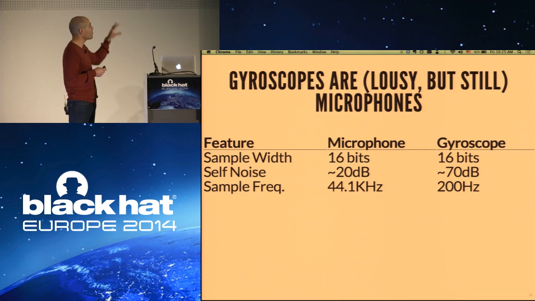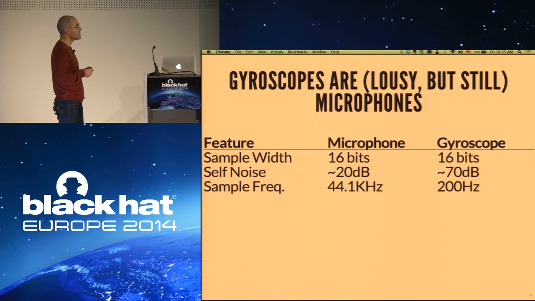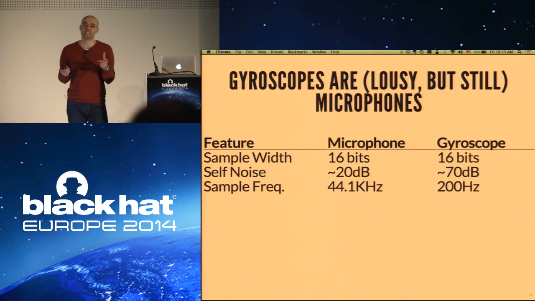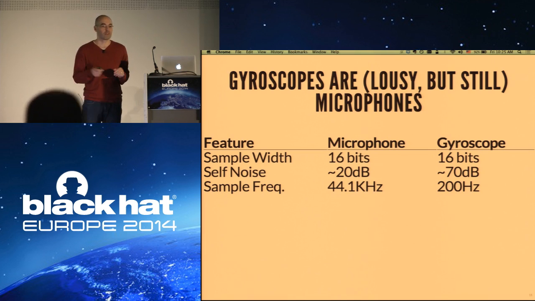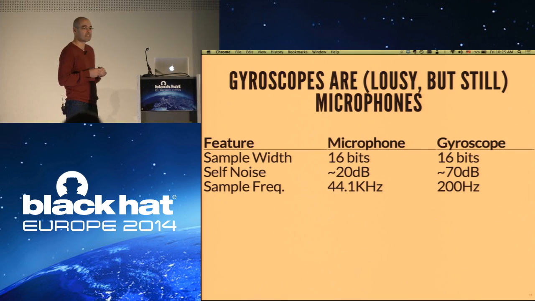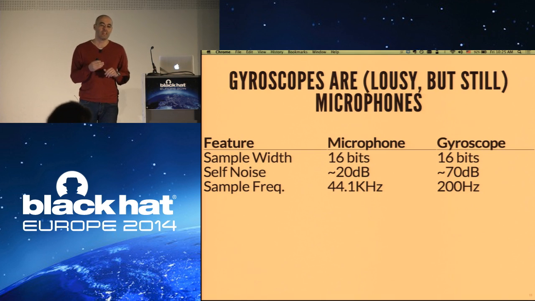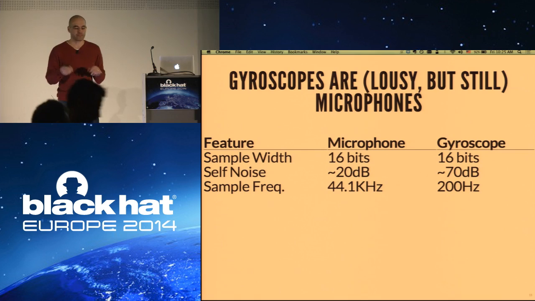So we used three standard features for a microphone, and we measured how a gyroscope evaluates against typical values of a microphone. The first feature is the sample width, which is the number of bits we get for each sample. If we sample a microphone or a gyroscope, in both cases we get 16-bit values, which is great.